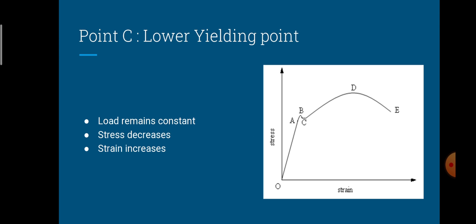So next is lower yielding point. Here the load, that is point C. So here the load remains constant, so stress decreases here. So you can just observe with reference to point B, point C is decreased. So stress will be decreased, but there will be increase in the strain here.